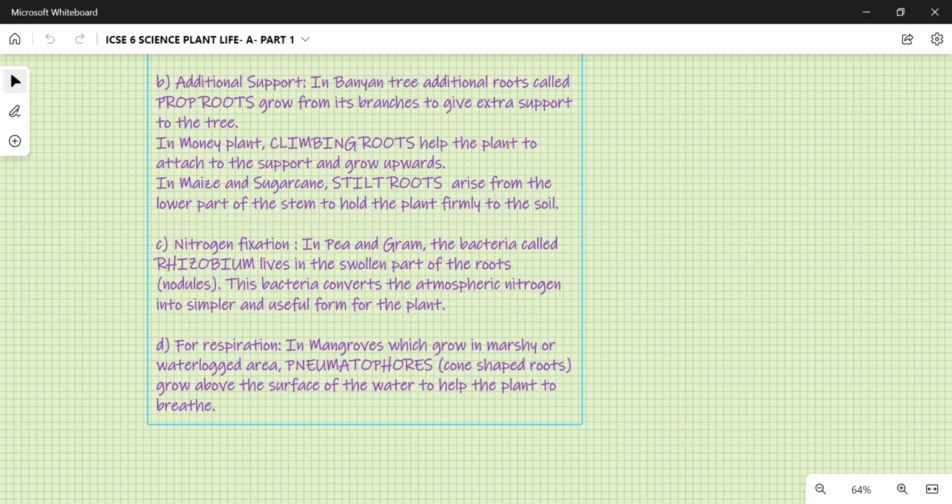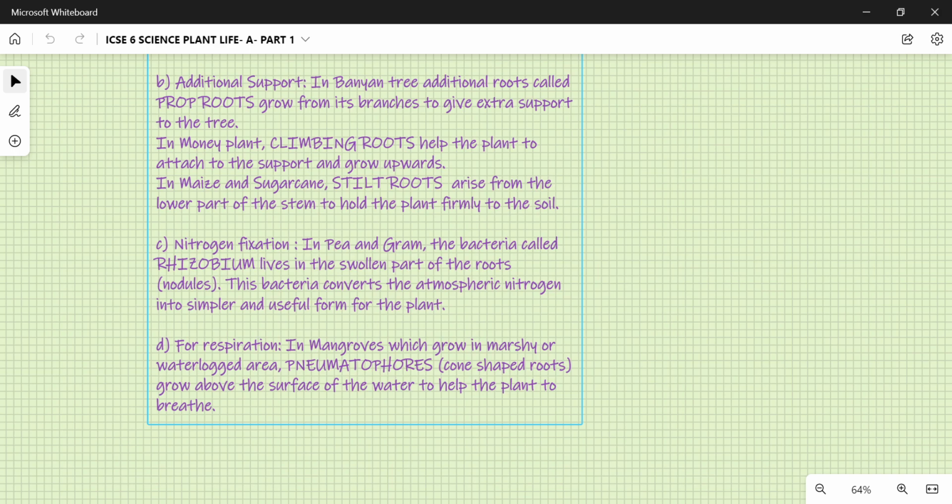The second additional support is given by climbing roots. You will find them in money plant. Money plant is a creeper, or a climber, and it helps it to attach itself to the support and grow upwards. The third kind of root is a stilt root, which you will find in maize and sugarcane. Here they arise from the lower part of the stem. This is extra support to hold the plant firmly to the soil.